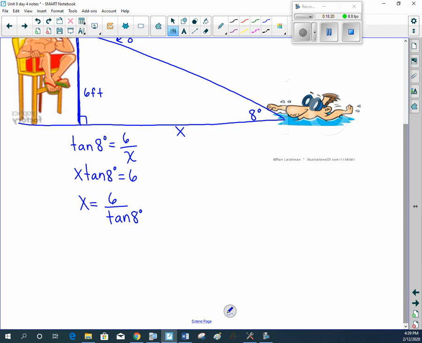So go to my calculator. 6 divided by the tangent of 8. And we end up with 42.7 feet. So the swimmer is 42.7 feet away from the lifeguard.